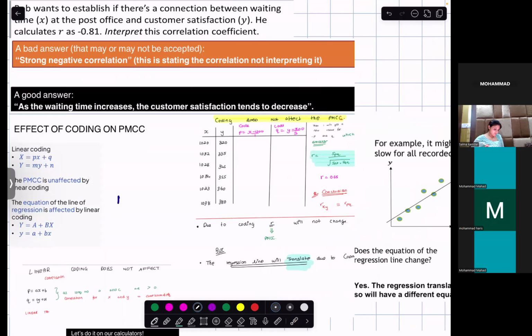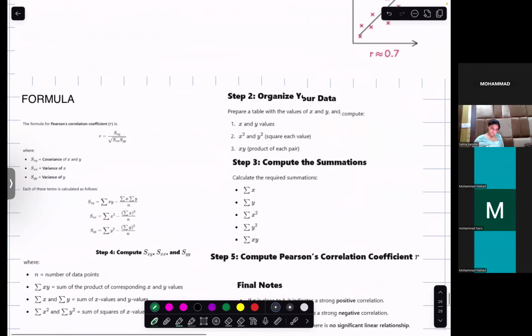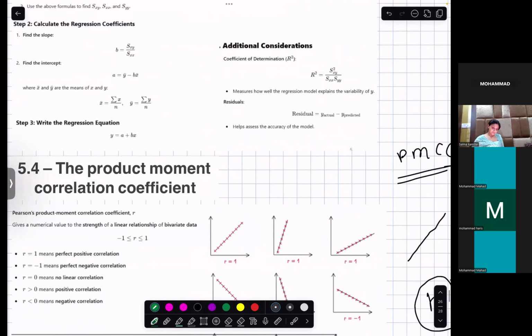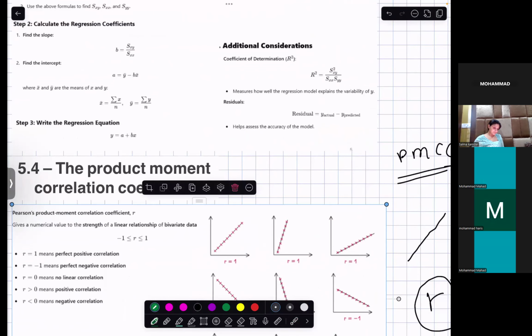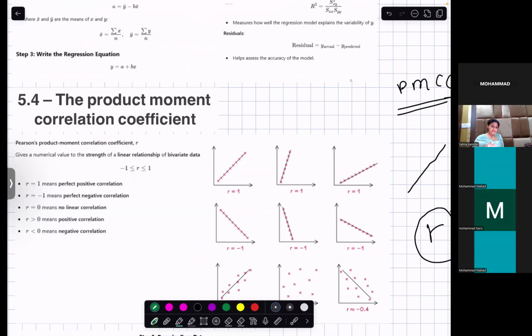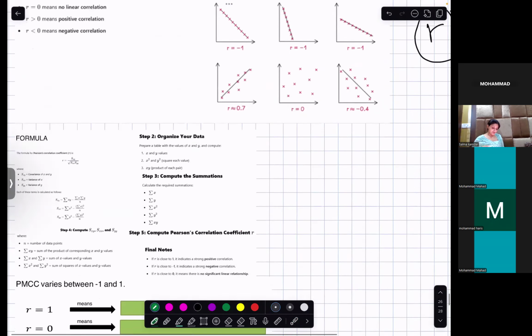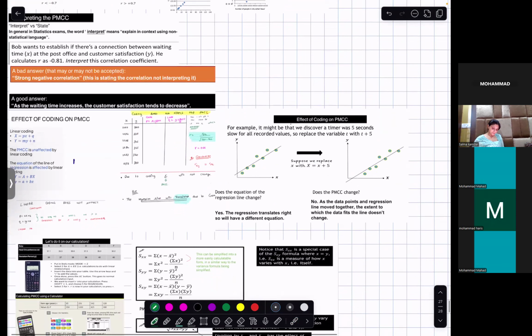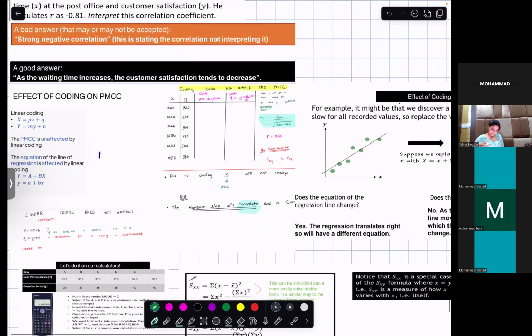What is your regression coefficient? Can you tell me? My regression coefficients are A and B. And PMCC is your R, the product moment correlation coefficient. What does the PMCC tell you? It tells me the strength of the linear relationship between the two variables.